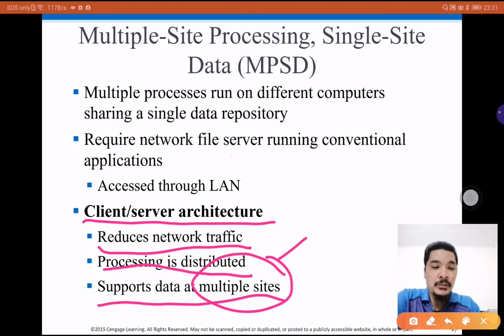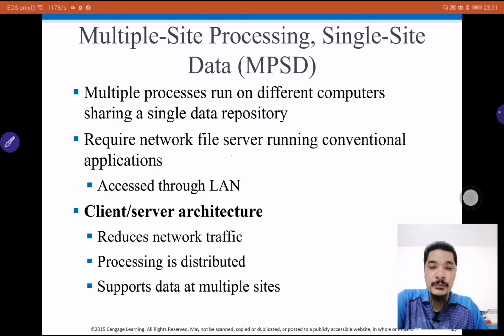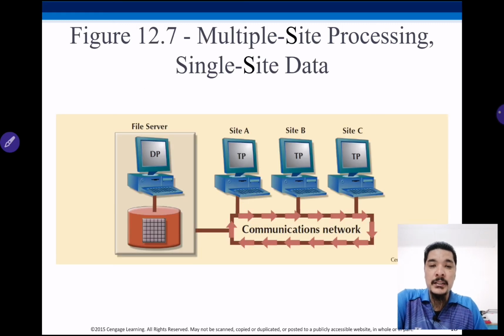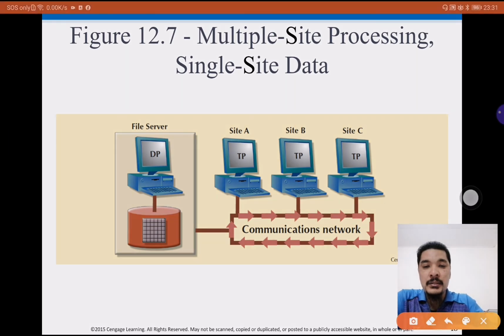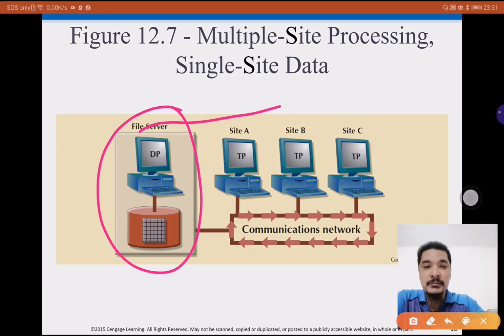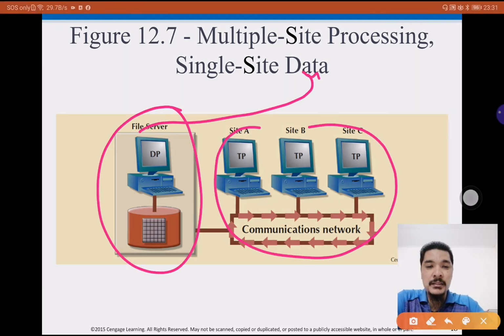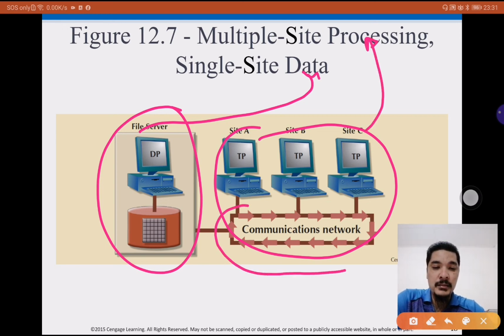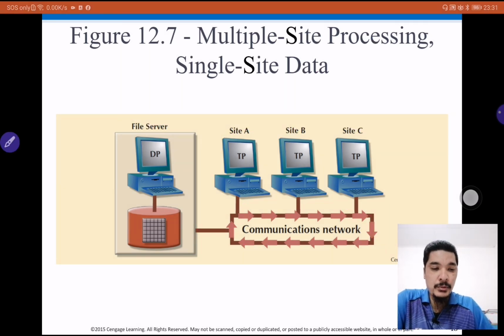Okay. So this is the example. Move to the next one. Okay, this is the example. Multiple sites processing, single data. So this is single data. Okay, this is multiple sites processing. Access through network. Quite simple.